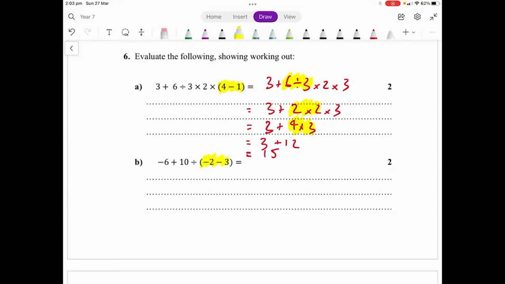Question B. We start with the brackets again. Minus 2 minus 3 is minus 5. Everything else stays the same. 10 divided by minus 5 is negative 2. Everything else stays the same. And minus 6 minus 2 is minus 8.